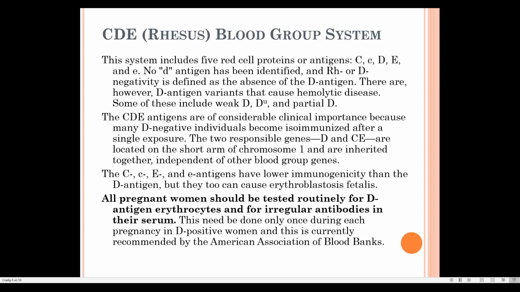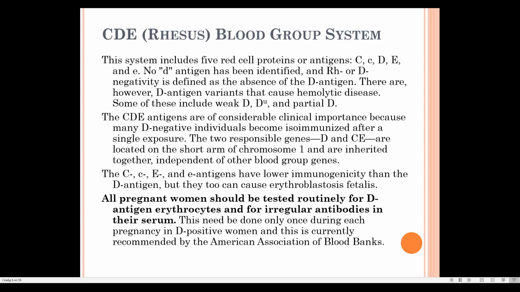Some of these include weak D, D-indexed U, and partial D. The CDE antigens are of considerable clinical importance because many D-negative individuals become isoimmunized after a single exposure. The two responsible genes, D big and CE big, are located on the short arm of chromosome 1 and are inherited together, independent of other blood group genes.